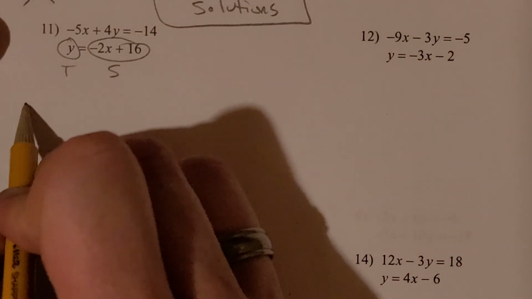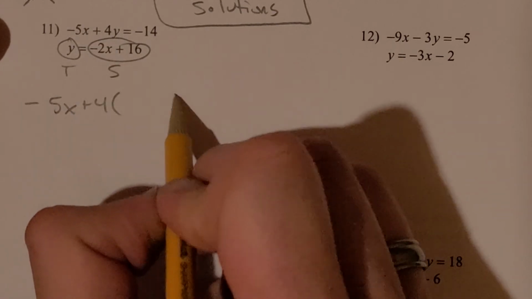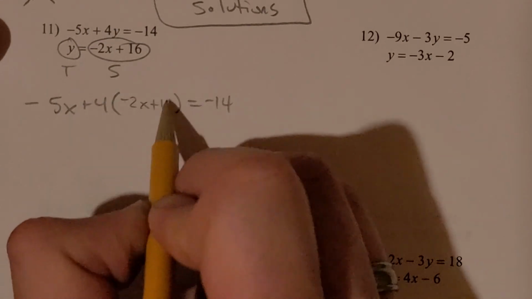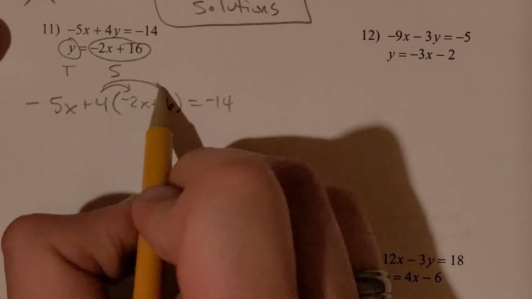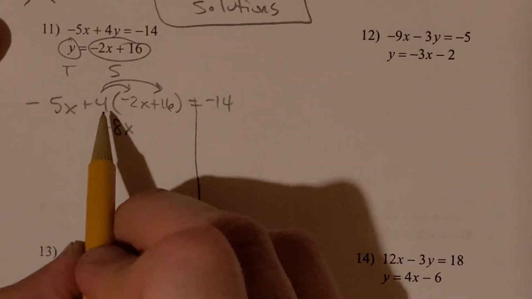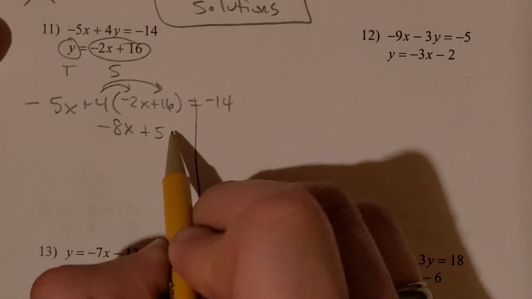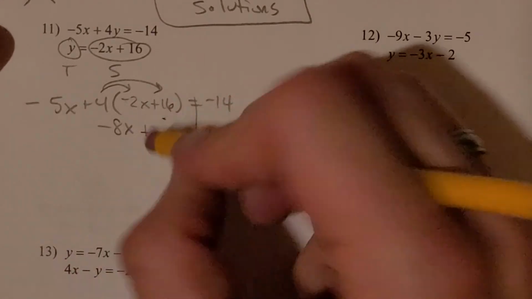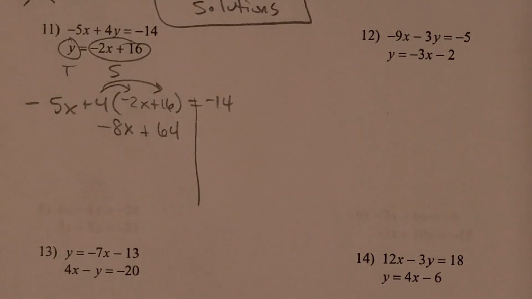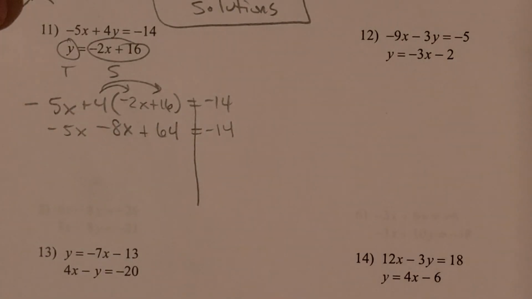All right, I'm going to rewrite my other equation, the top one, without my teacher. And I'm going to plug in my substitute, which in this case was negative 2x plus 16. Then you solve. 4 times negative 2x is negative 8x. 4 times 16 is 50... Nope. I don't have a calculator here. Sorry. 64. There we go. We nailed it. I haven't done anything with the negative 14 or anything with the negative 5x.